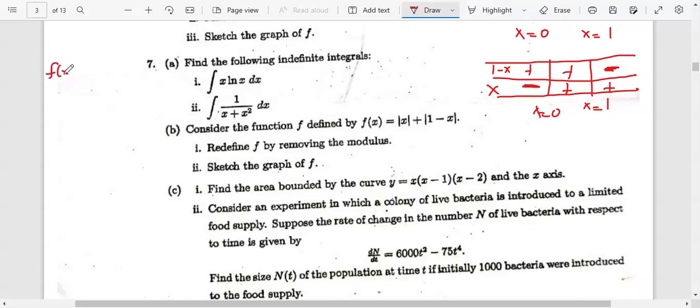Now we get to start redefining the function. So I'm going to say f of x is equal to, I'm going to write it like this. So we have got three regions. We have got numbers below 0. We have numbers between 0 and 1. We have got numbers above 1.